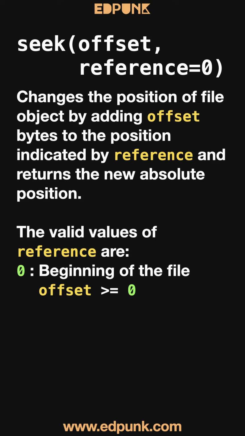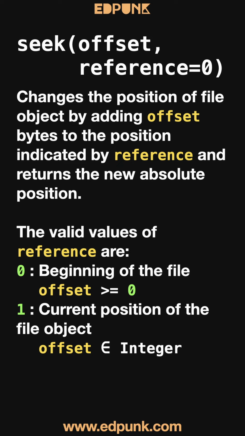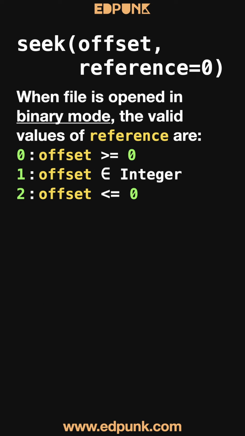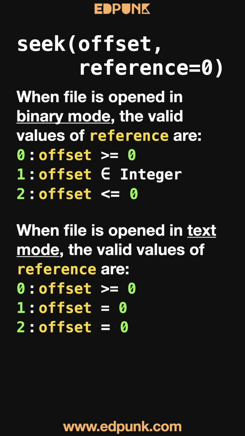Other allowed values of reference are 1, which denotes the offset is added to the current position of the file object. It can be a positive or a negative number. 2 denotes that the offset is added to the end of the file. In this case, offset is negative. All three reference values are permitted in binary mode operation. But when a file is opened in text mode, only seek relative to the beginning of the file, that is, reference equal to 0, is operational. For any other reference values, that is 1 or 2, 0 is the only value of offset that is permitted.